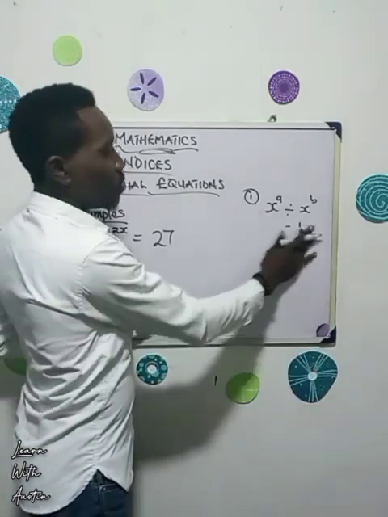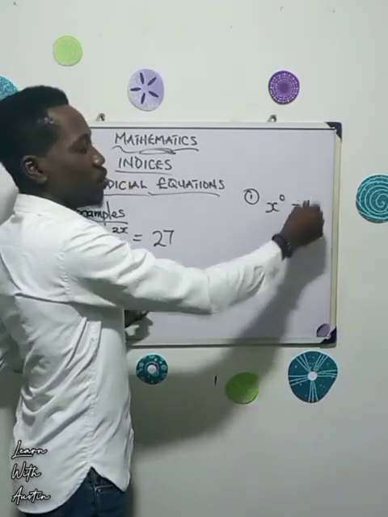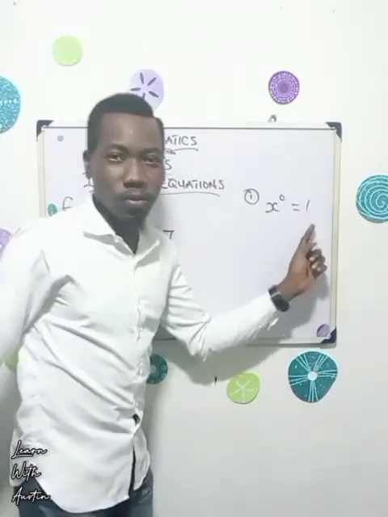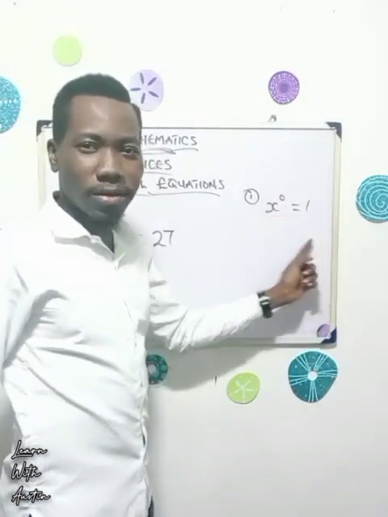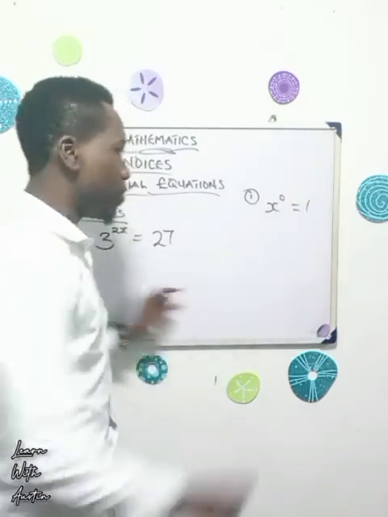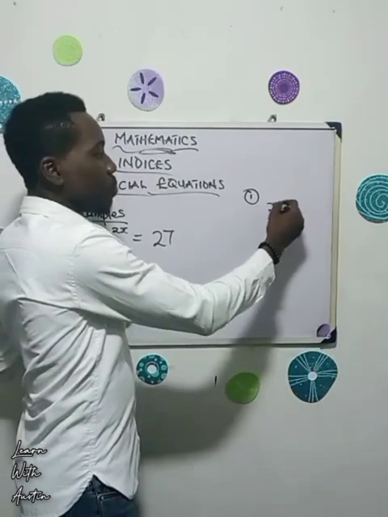And the third one, anything raised to the power of 0 is 1. 5 raised to the power of 0 is 1. 10 raised to the power of 0 is 1. 20 raised to the power of 0 is 1. 1 million raised to the power of 0 is 1. So that's that.